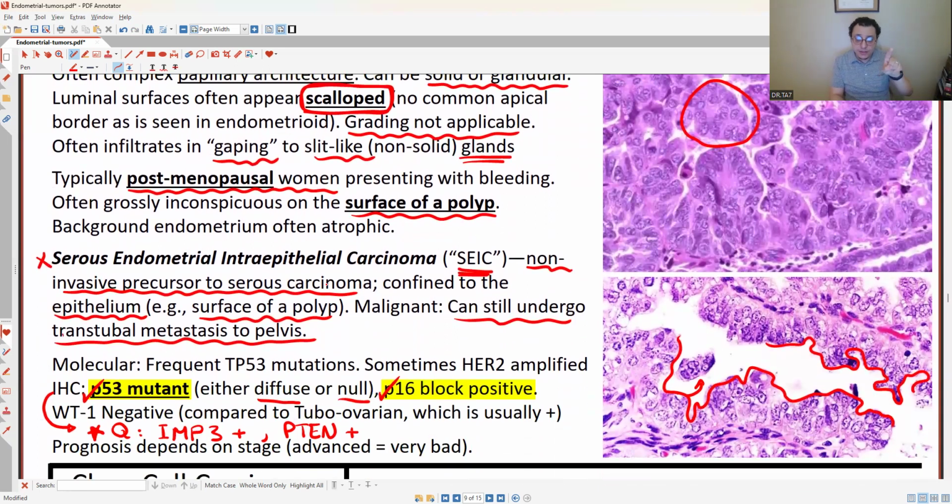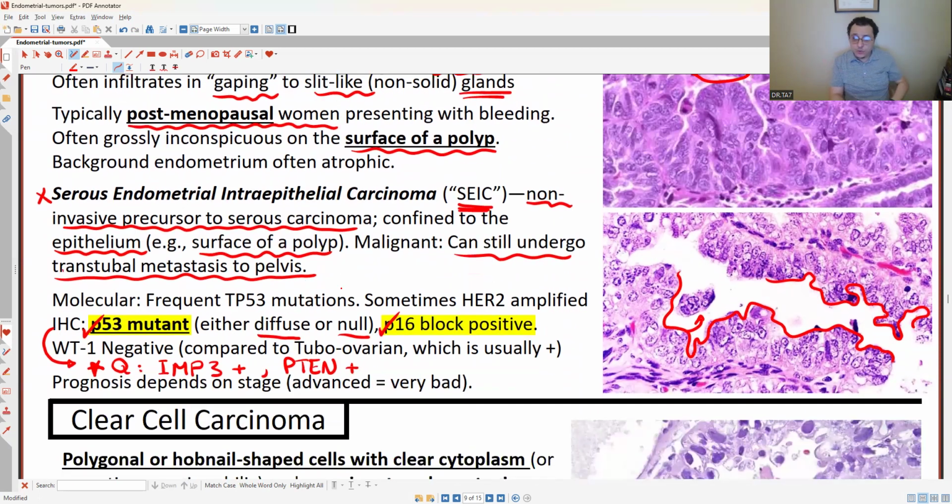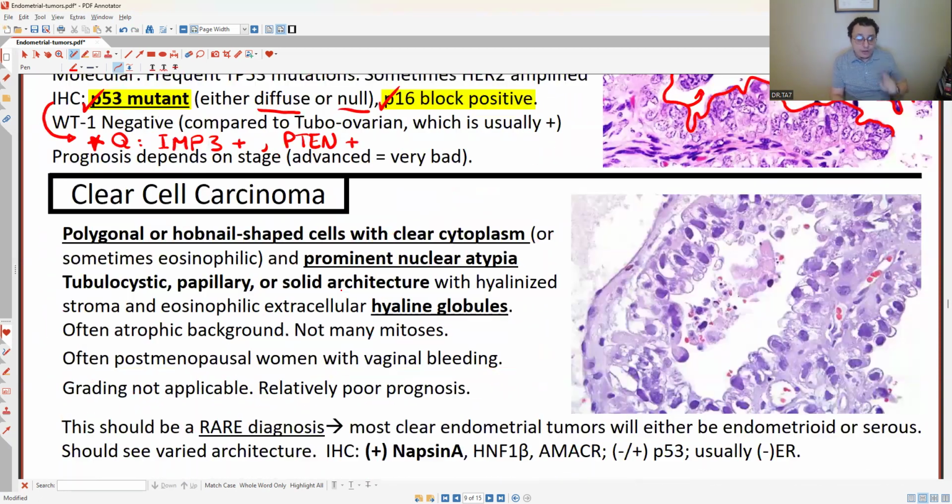Remember P16, P53, remember the scalloped lumen, and remember the cells ripping off. High-grade nuclei. That's what you need to remember. It loves peritoneal metastasis.